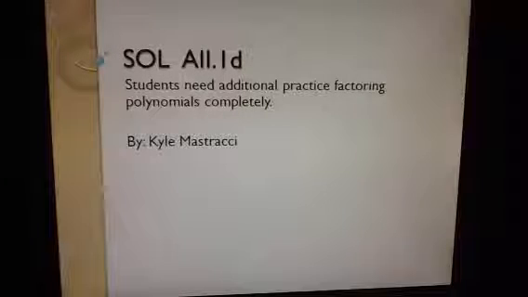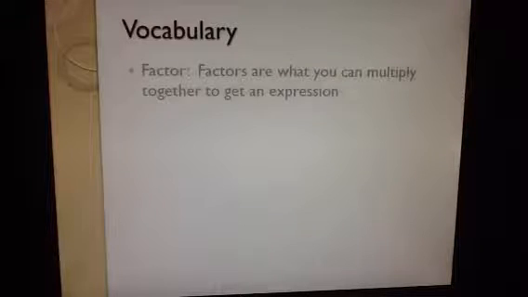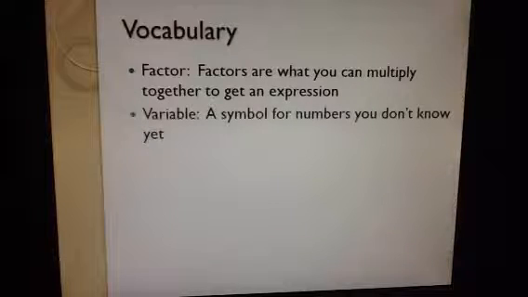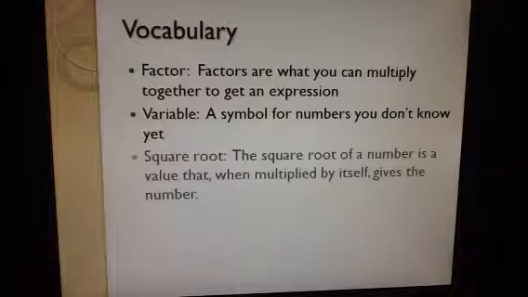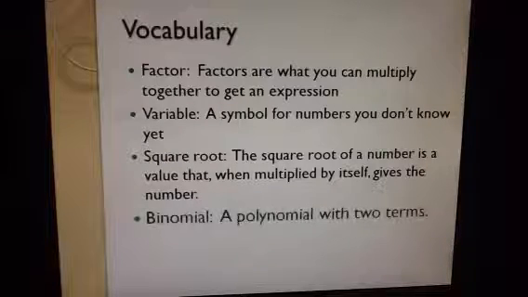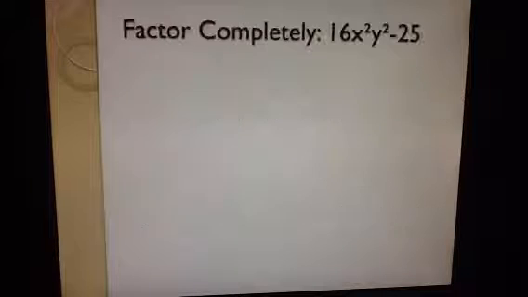Students need additional practice factoring polynomials completely. Vocabulary. A factor. Factors are what you can multiply together to get an expression. A variable is a symbol for numbers you do not know yet. A square root. The square root of a number is a value that, when multiplied by itself, gives that same number. And a binomial is a polynomial with two terms.